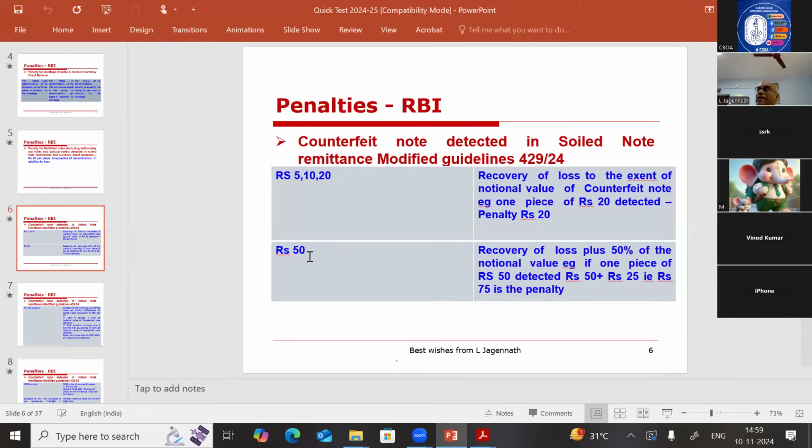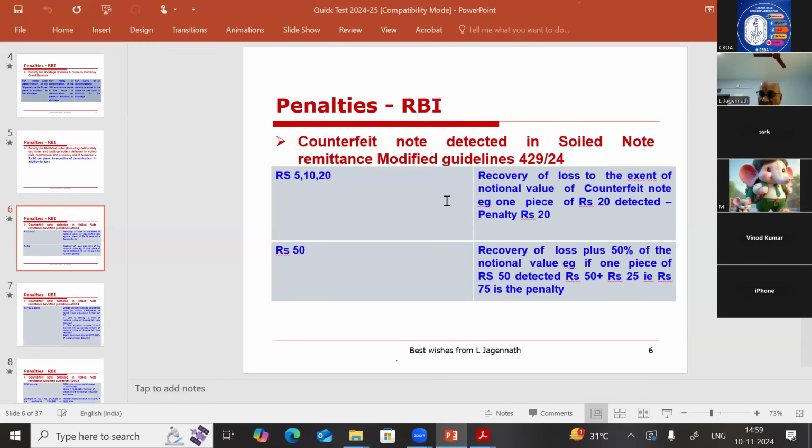Suppose the denomination is 50 and above, the penalty is 50 rupees plus recovery of loss. Recovery of loss is 50% on the notional value. For example, if one piece of rupees 50 is detected, the penalty is 50 plus 25, that is rupees 75. Up to 20 rupees, the penalty is the loss. That's all, no more than that. 10 rupees means 10 rupees only. In the case of a 50 rupee counterfeit note detected in the soiled note remittance, you have to pay 50 rupees plus 50% on the notional value. That is 50% of 50 rupees is 25 rupees.